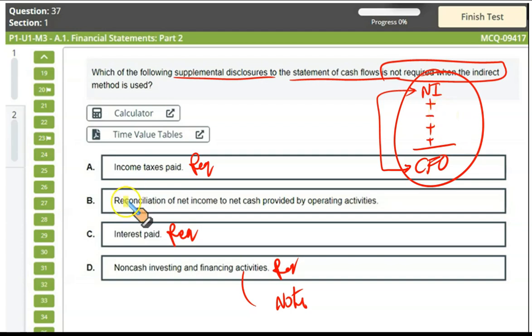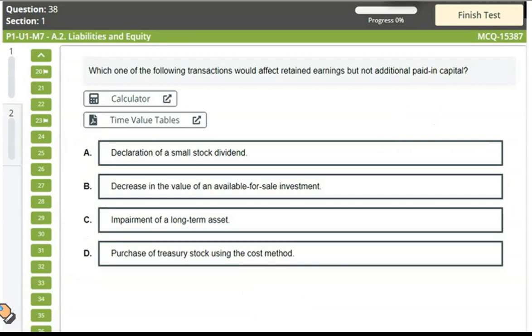This reconciliation is required if you are using the direct method. I hope you have read the theory of your cash flow statement. Under the direct method, US GAAP requires you to prepare a separate reconciliation of your net income to the cash flow from operating activities. This is specifically required when the direct method of preparing the cash flow statement is used.